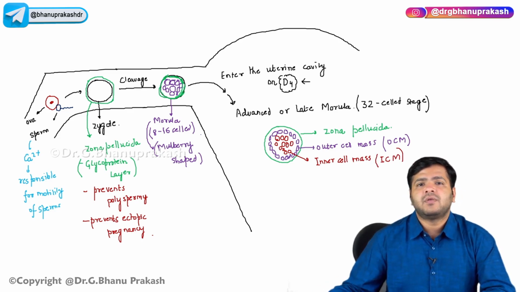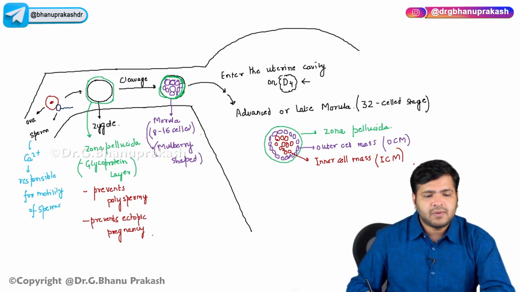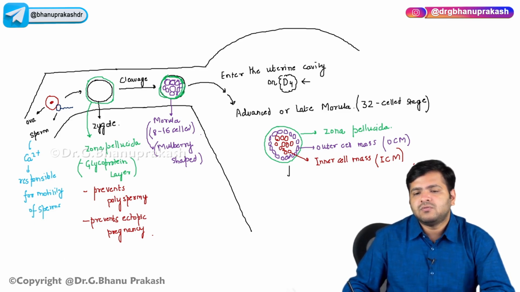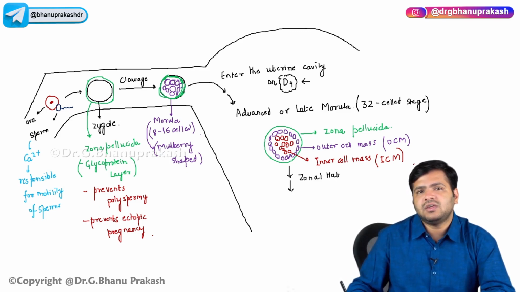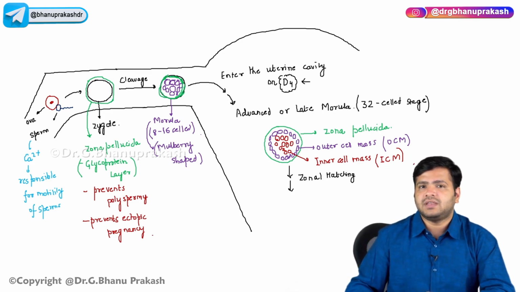Now what will happen? Zonal hatching will take place now. Zona pellucida will break down. It is called zonal hatching. And remember, zonal hatching basically occurs on day 5.